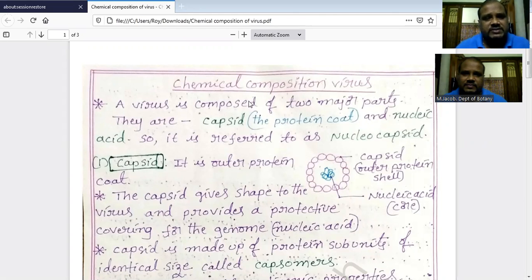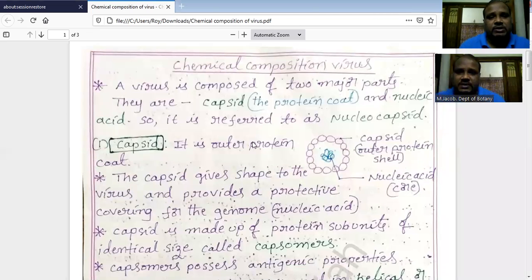A virus is composed of two major parts. They are capsid and nucleic acid, so it is referred to as nucleocapsid. So the point is, a virus is made up of a protein coat and nucleic acid. Now, the capsid is the outer protein coat.